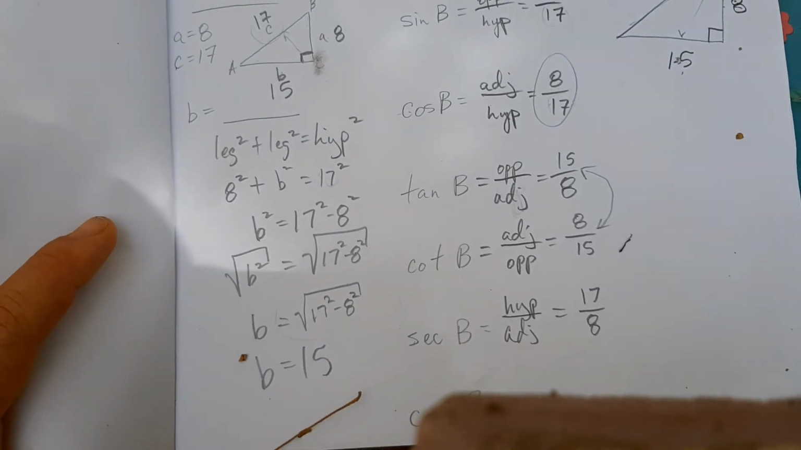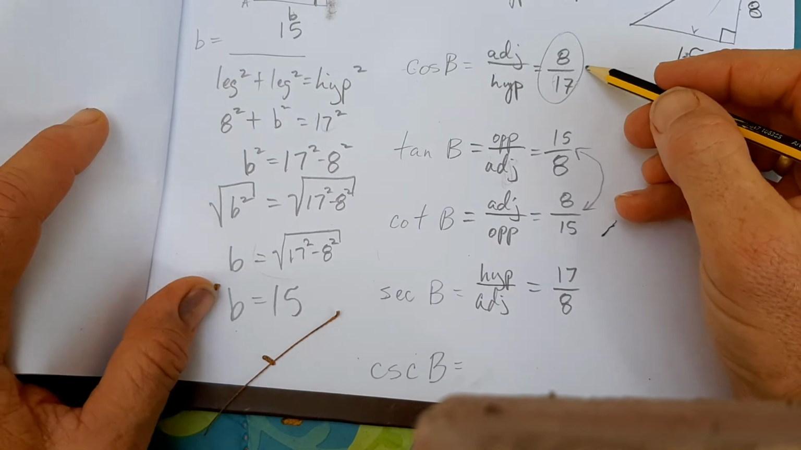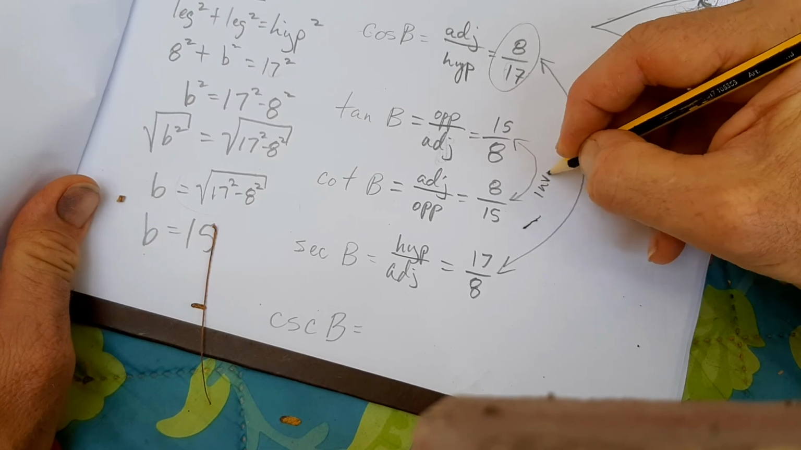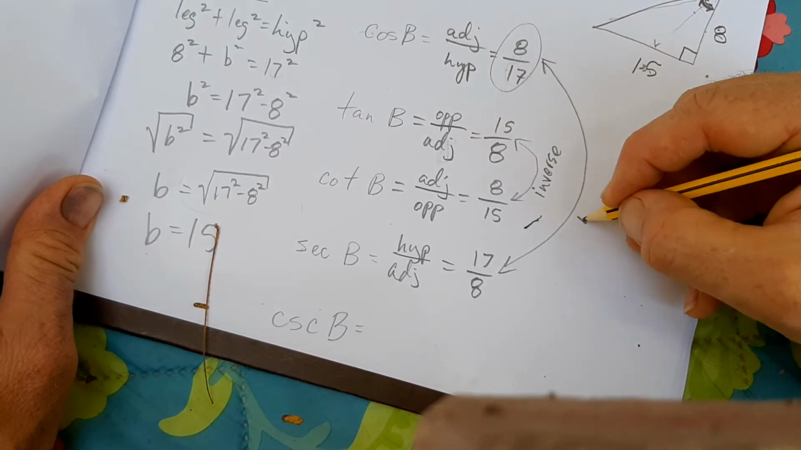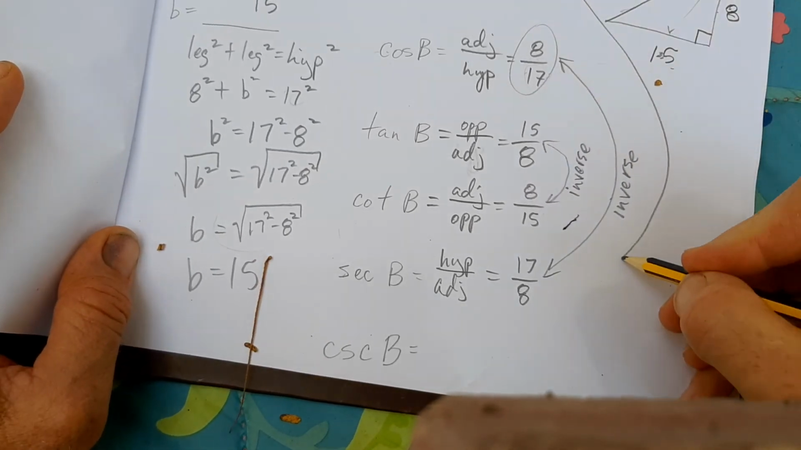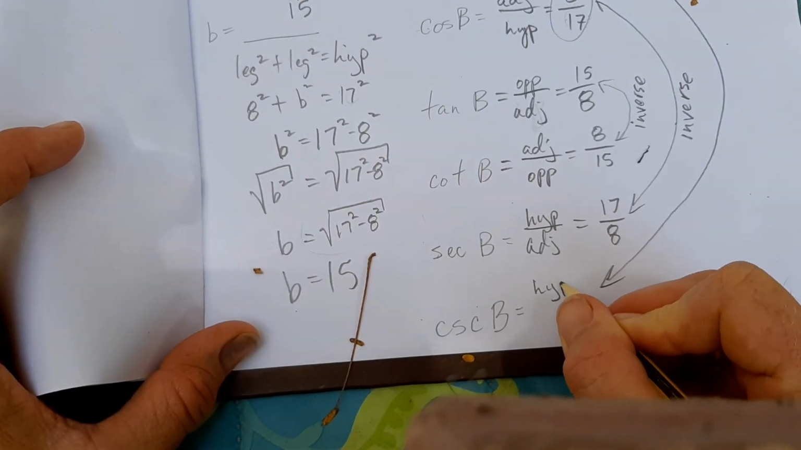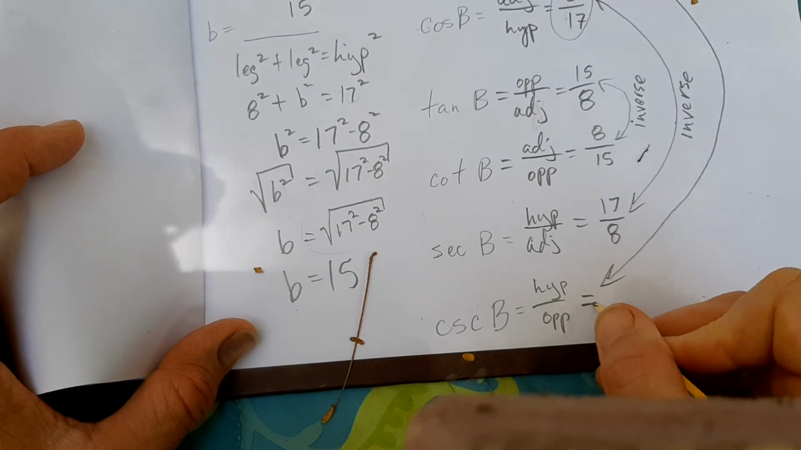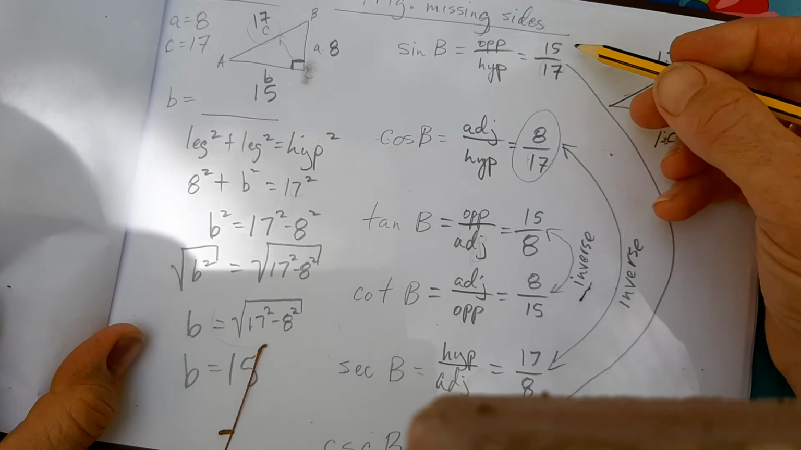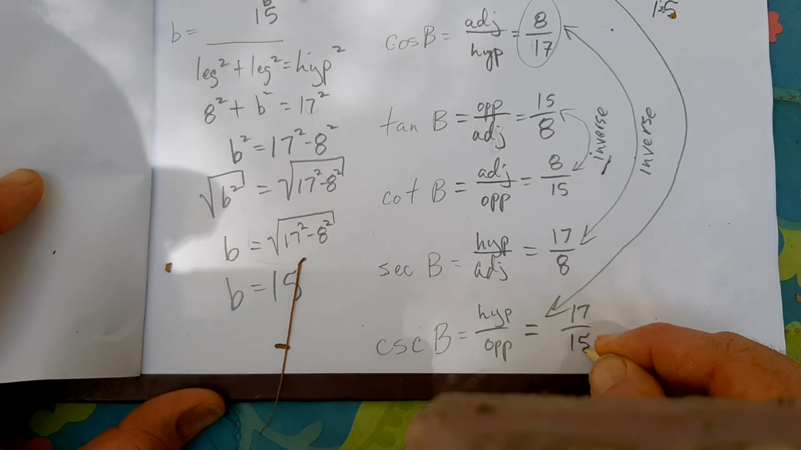And the last one, cosecant. So I can draw a little, here's my inverse here. These are my inverses. Inverse means flip it over, right? That's basically what it means. And we've got one more inverse here. That one's going to be hypotenuse over opposite. Cosecant is 17 divided by 15. 17 over 15, the inverse of sine. 17 over 15.